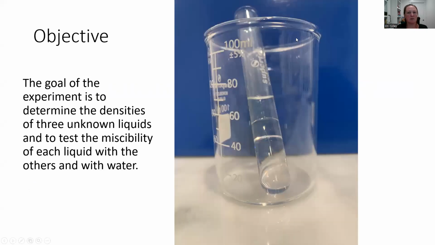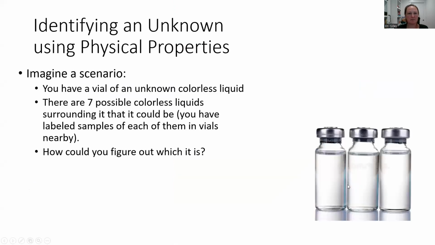All right, so the objective of this experiment is to first determine the densities of 3 different unknown liquids, and then we will test their miscibility with each other and also with water. So you can see here, this is a picture I took of the 3 unknown liquids that are all in distinctly separate layers, forming what we call a density tower.